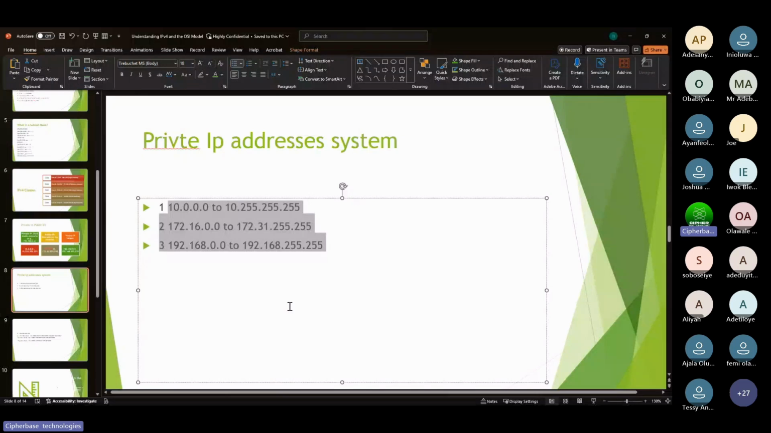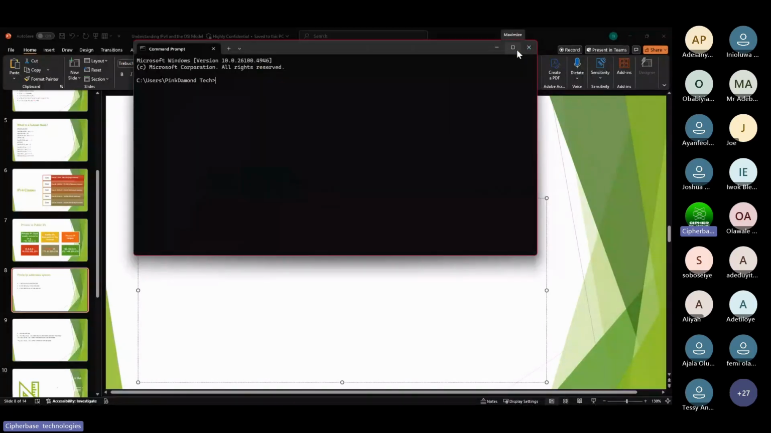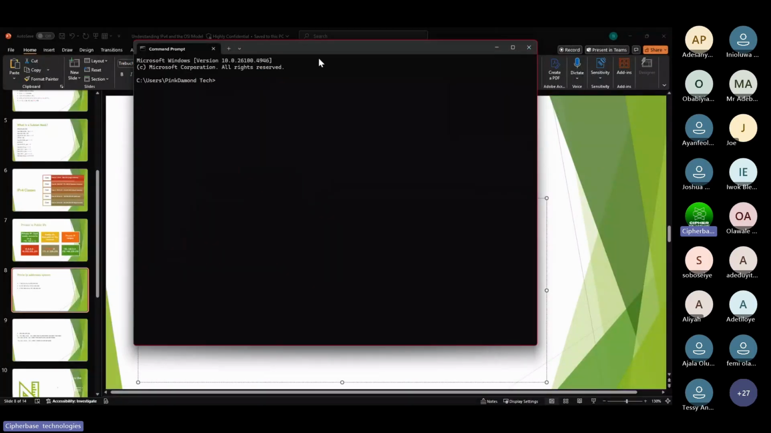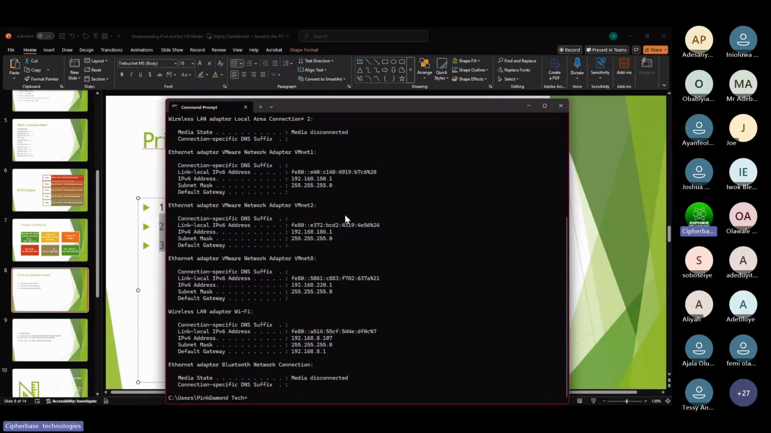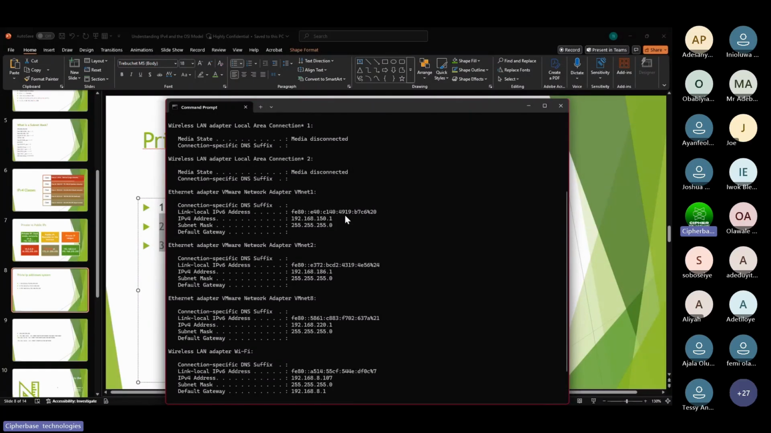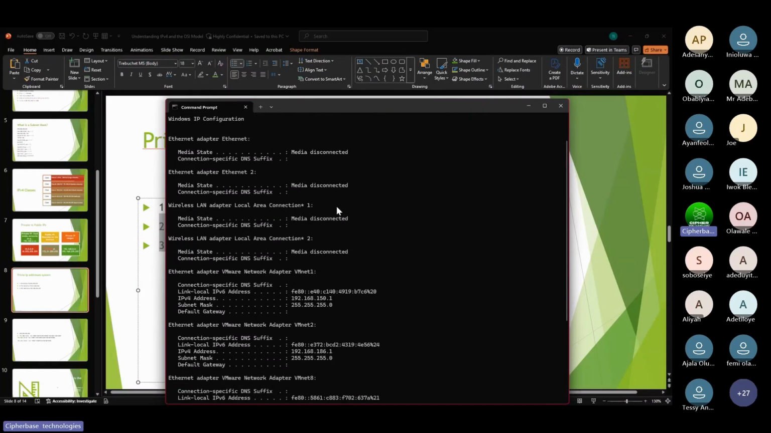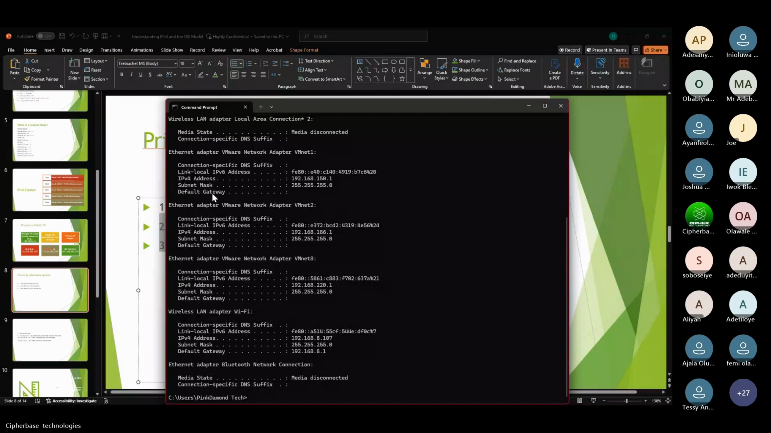Now, I want to ping something that is inside your system. If you are with your system, you can open your CMD, type CMD in your search box. This is CMD, command prompt. Now, if you type ipconfig, you will see something like this. Here, you cannot see a public IP. All the IPs you can find here are private IPs.